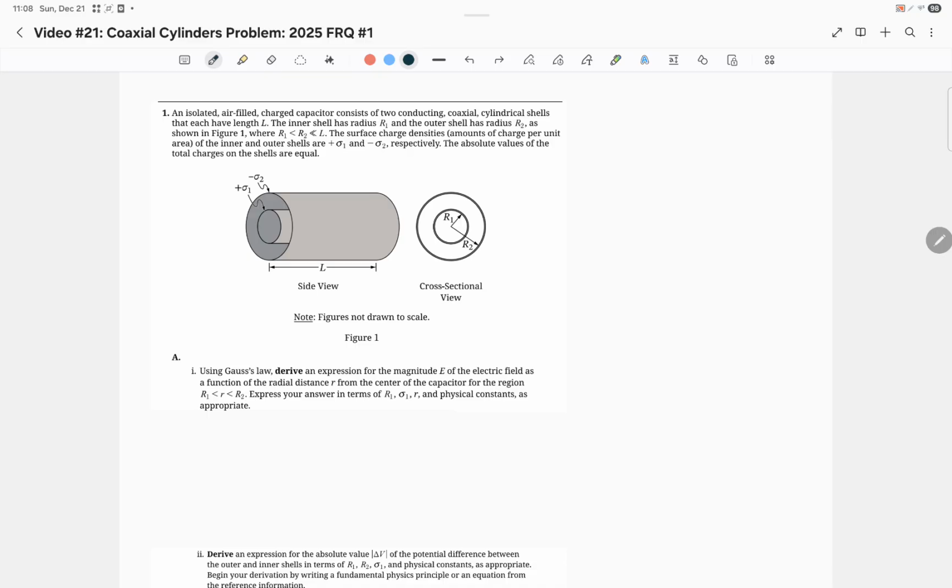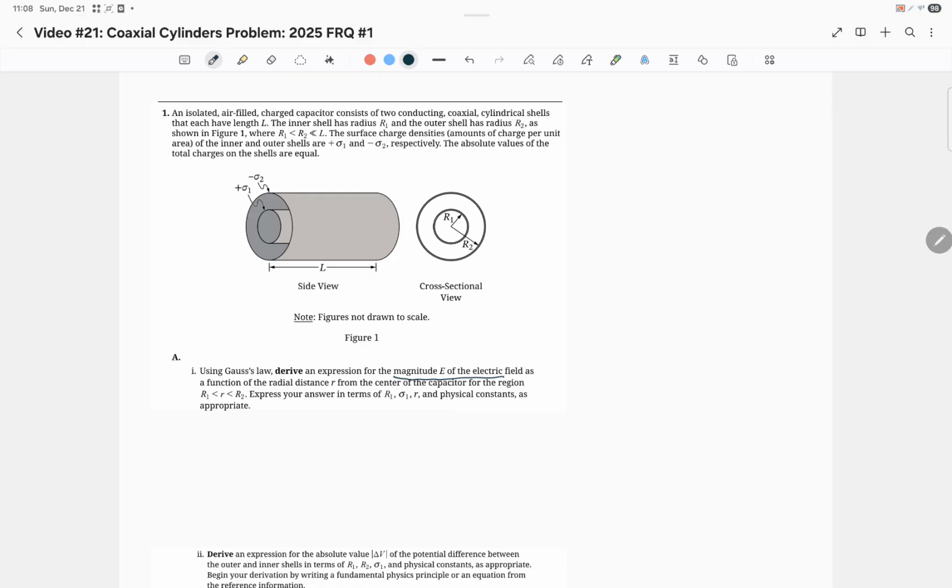Okay, that's nice. So using Gauss's law, derive an expression for the magnitude E of the electric field as a function of the radial distance R from the center of the capacitor for the region between R1 and R2. Express your answer in terms of R1, sigma, R, and physical constants.